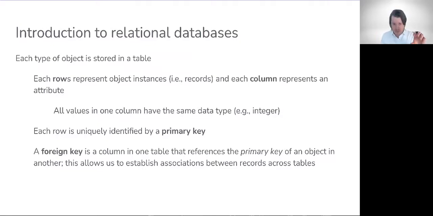So each type of object is going to be stored in a table. A type of object could be a course, it could be a student, a faculty member, a product. It really depends on the context of your application. Now, within a specific table, each row is going to represent an object instance, that is a record. Each column of that table will represent an attribute for that record. All values in one column will have the same data type, for instance, an integer.